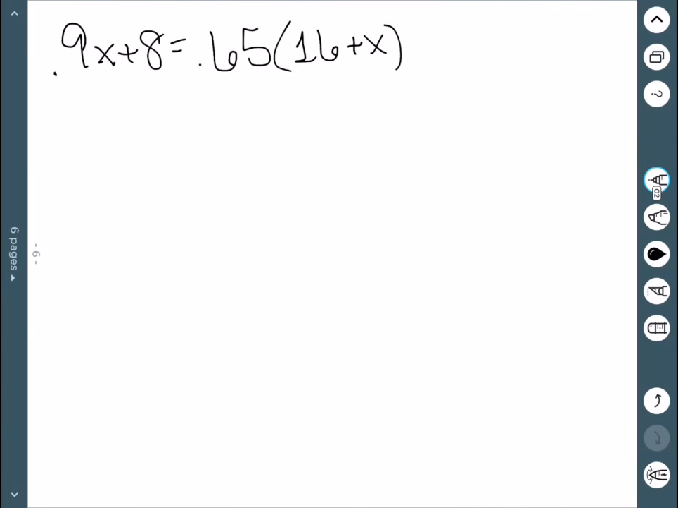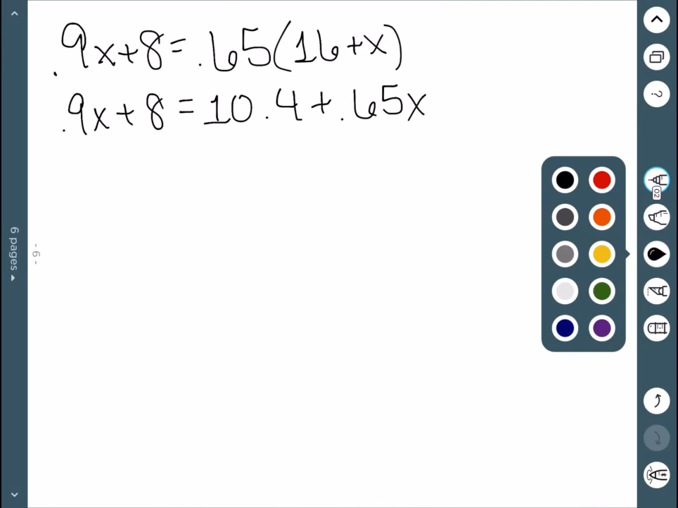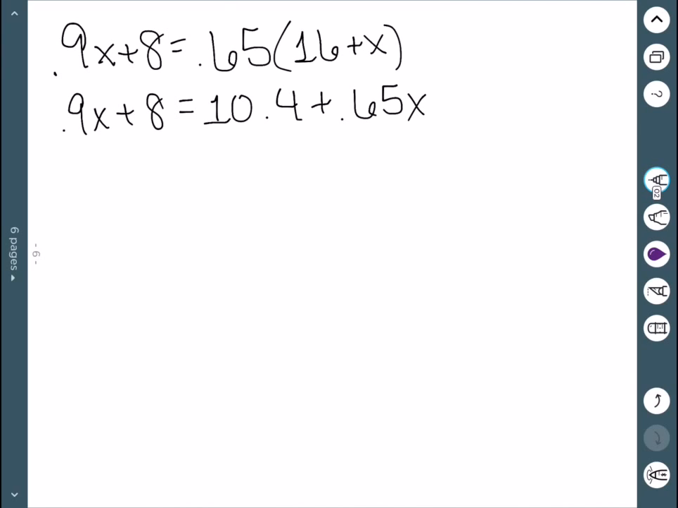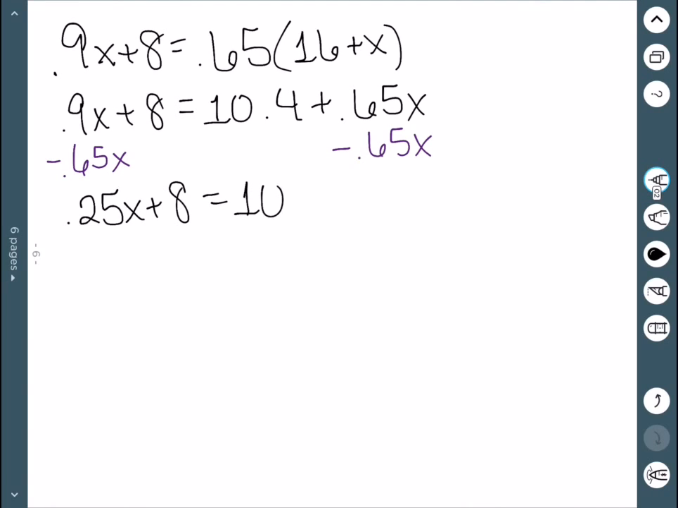We'll start by multiplying through on the right-hand side to get rid of the parentheses. So I have 0.9x plus 8 is equal to 0.65 times 16 is 10.4 plus 0.65x. We do need to try to get everything on one side, so I'm going to start by subtracting 0.65x from both sides to get the x's together. On the left, 0.9 minus 0.65 is 0.25x plus 8. And on the right, we just have 10.4.